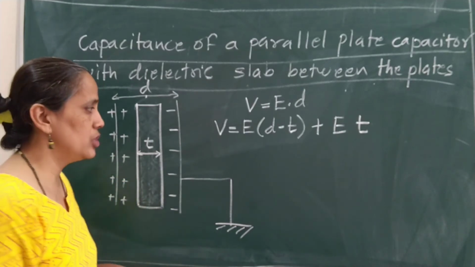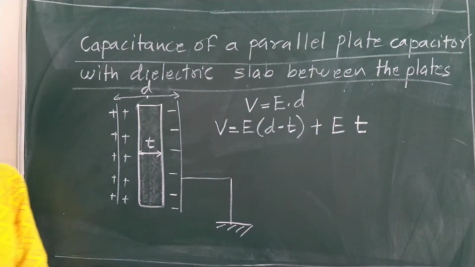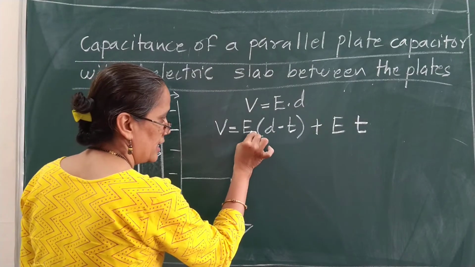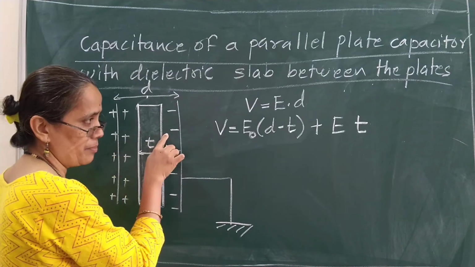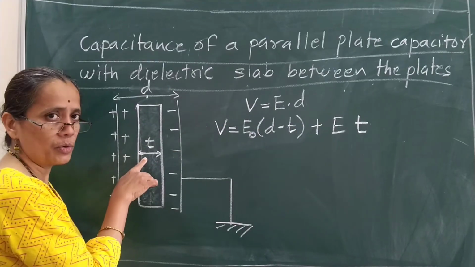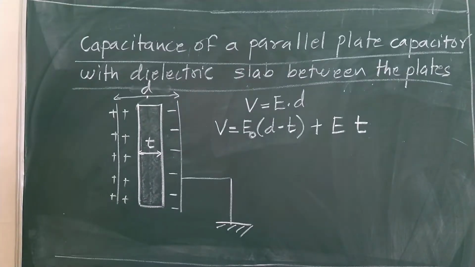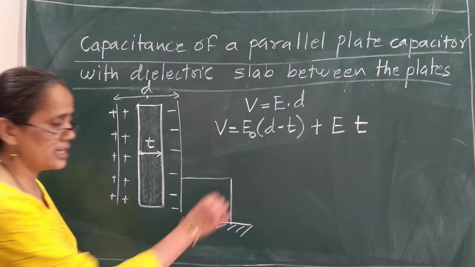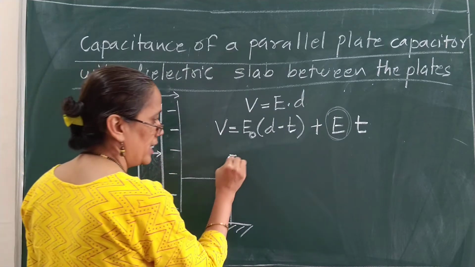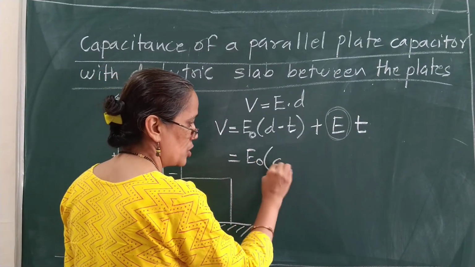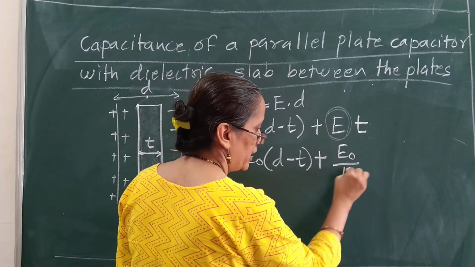Now from that total potential, we have to modify the equation. How are we going to modify it? This electric intensity is nothing but your E0. Why am I saying it is E0? That is due to the air medium. And this E is the electric intensity due to the dielectric. So this is your total V. For this total V, I can substitute the electric intensity due to the dielectric as plus E0 upon K into t.